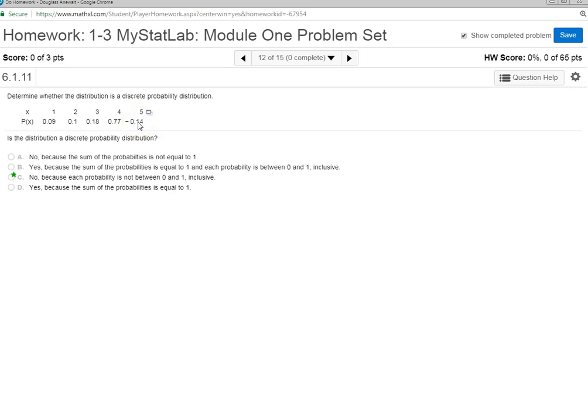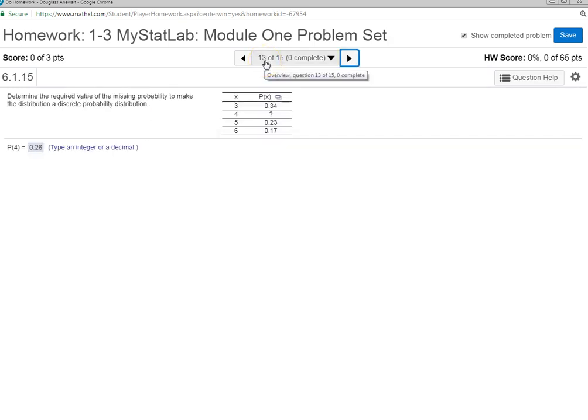The other requirement is that all the probabilities are actual legit probabilities, meaning that they're between 0% and 100%. Or in decimal form, they're between 0 and 1. You should see no numbers bigger than 1, and you should see no negative numbers or anything less than 0. If both those criteria are met, then we have a legitimate probability distribution.